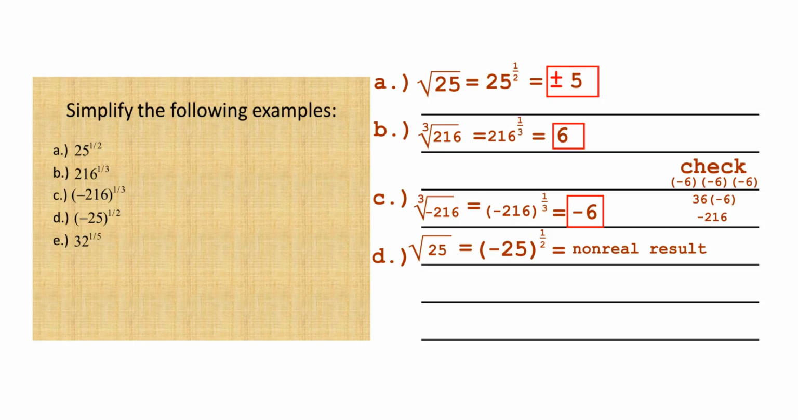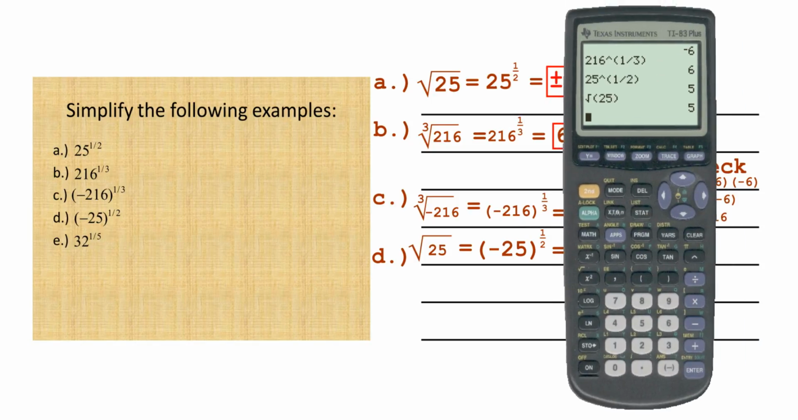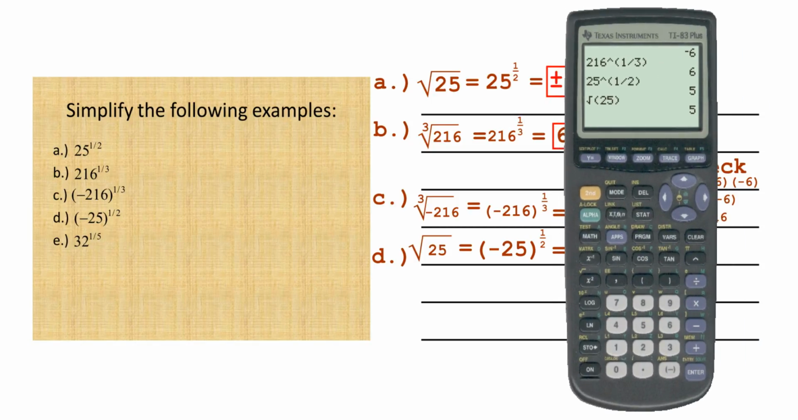And you might be wondering why. Well, double check with your calculator. Your calculator will tell you the answer. Well, sort of. If we try, in parentheses, negative, keep in mind it has to be a negative sign, so right next to your enter button. Negative 25, close your parentheses, caret key, 1 divided by 2.